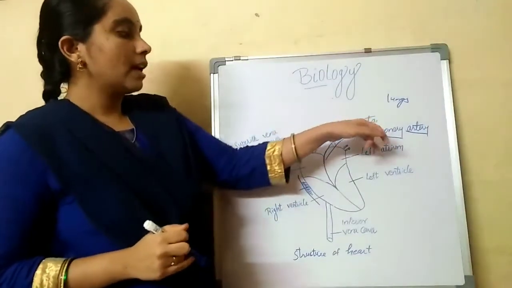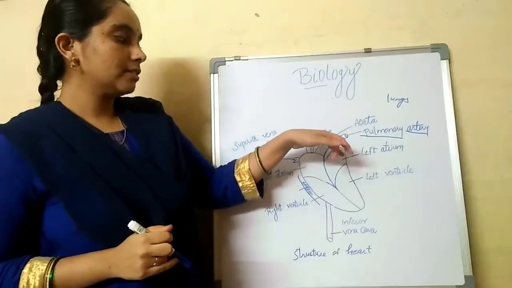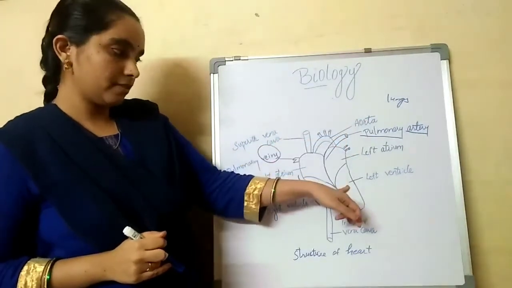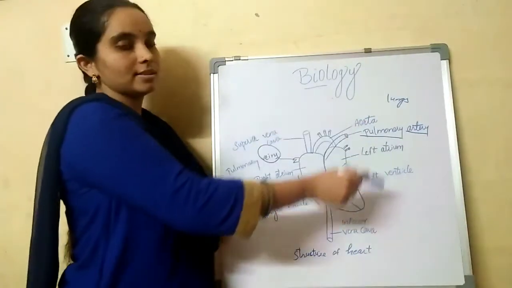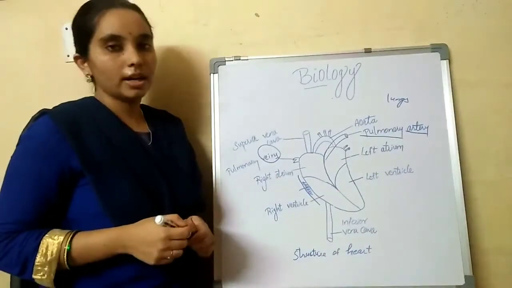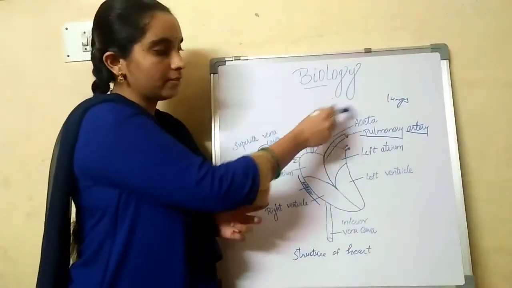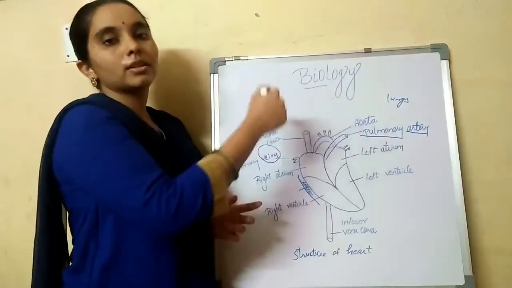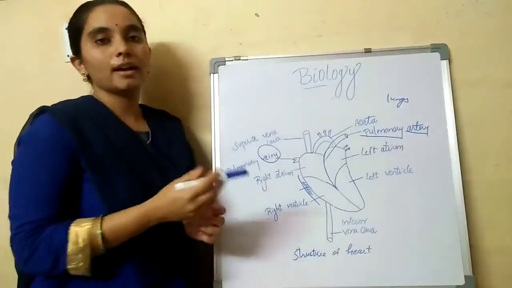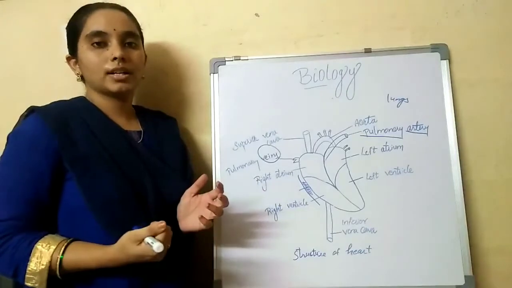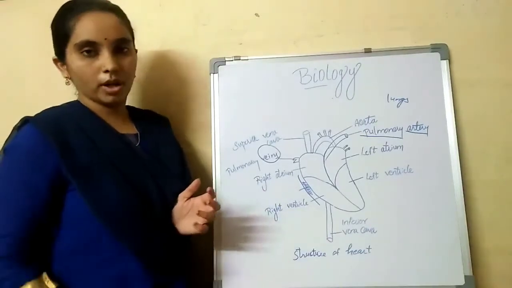So when this aorta gets the blood from the left ventricle, it now passes the blood to all parts of the body. So this aorta will have branches. Those are called arteries. So these arteries will give the oxygenated blood to the cells of our body.